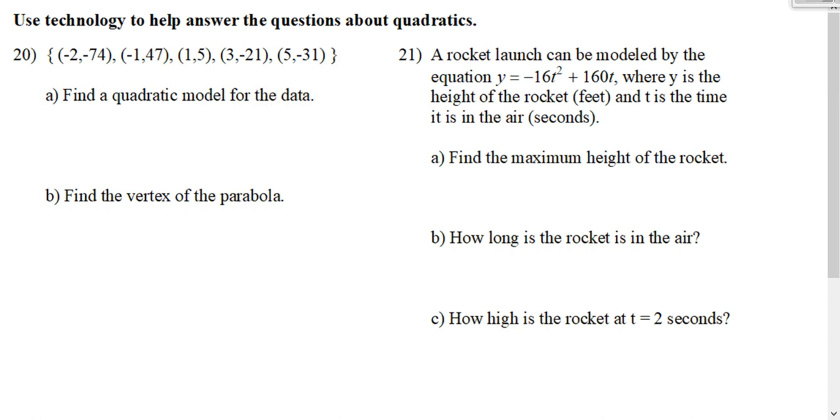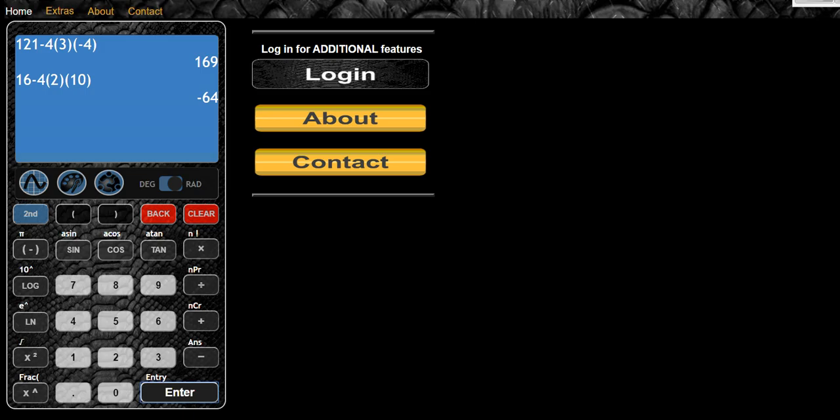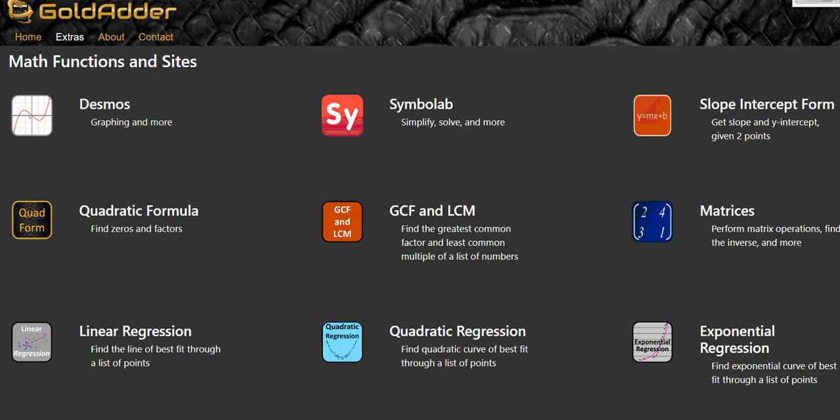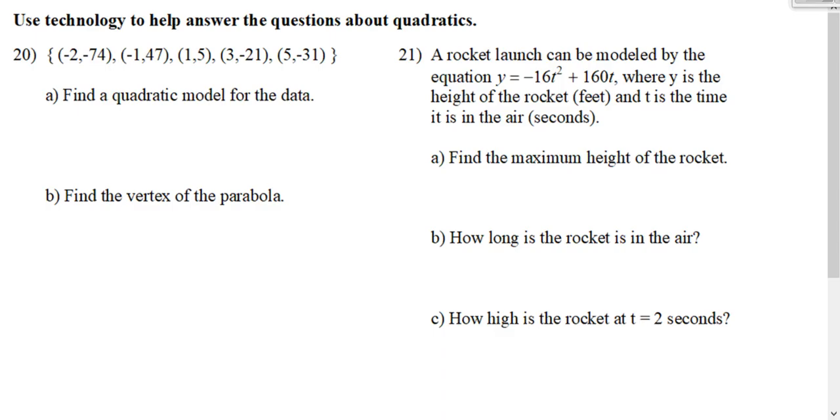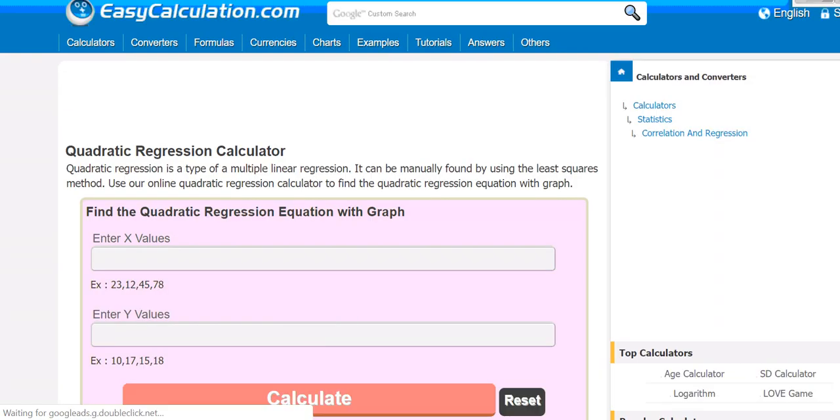Use technology to help answer these questions. All right, you guys liked these because you got to use websites and they did all the work for you. So check it out here. Okay, so what we did, we went to Goldadder, and we're going to do a quadratic regression. 20, find a quadratic model for the data. So yeah, we did a quadratic regression.